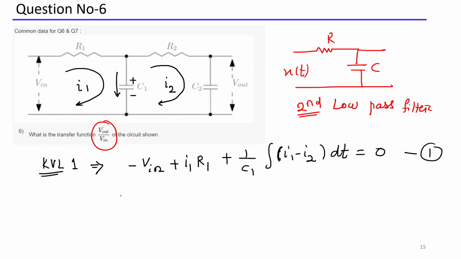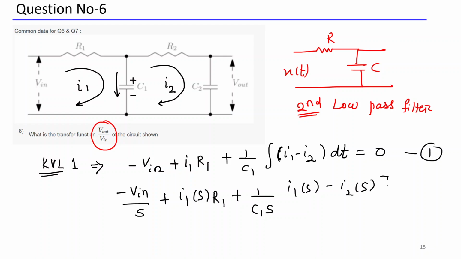What is the Laplace transformation of this one? Minus Vin by S plus I1(S) R1 plus 1 by C1 into S, this is I1 minus I2. So I'm writing directly I1(S) minus I2(S) equal to 0. Okay, let me call this equation number 2. Is everyone clear about the first equation, KVL 1? Yes or no?